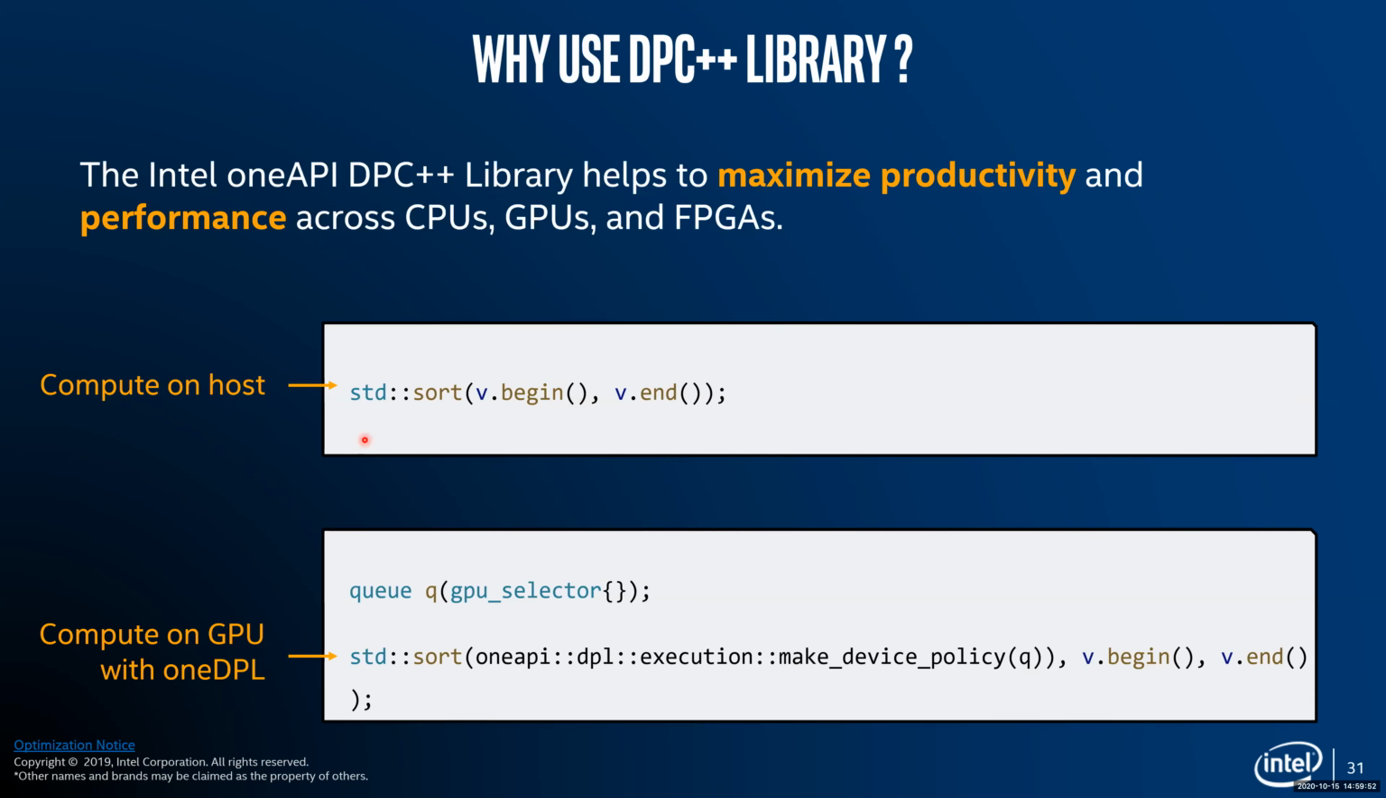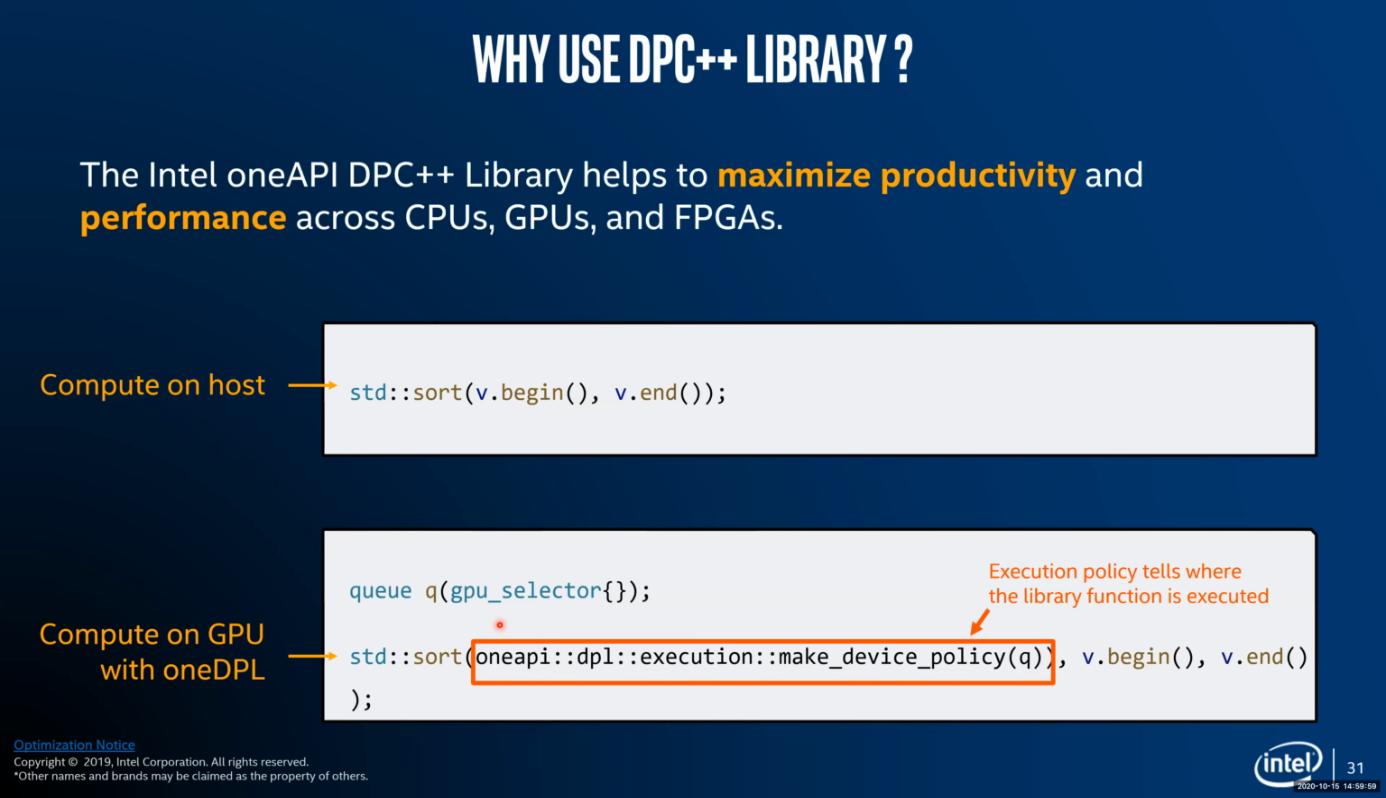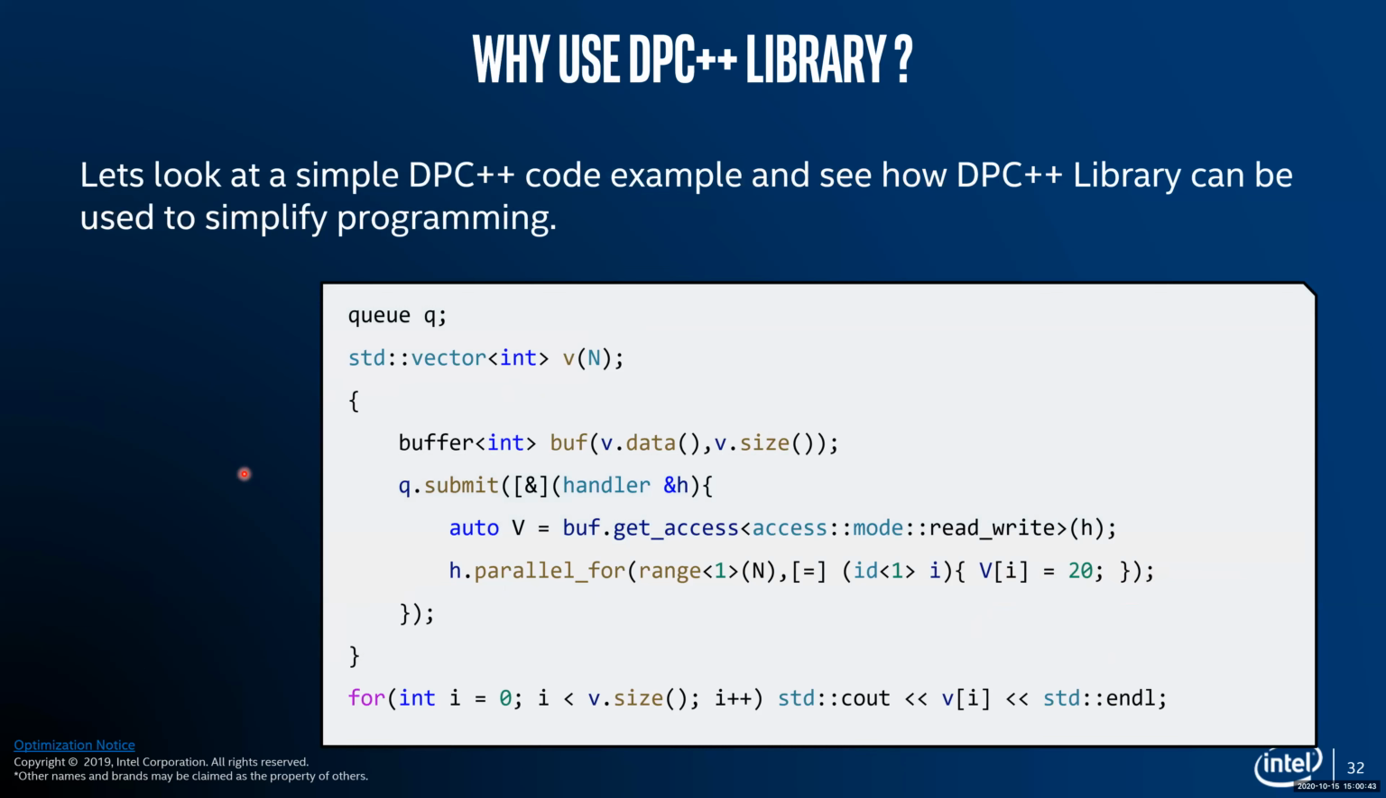So let's say you want to extend this to work on GPU. In this case, all you're doing is using the same sort example, except you're passing in an execution policy that tells the library function to be executed on the GPU. So we define a queue and say that the queue should select the GPU, and then we use the same sort function where we pass in v.begin and v.end, and then all you have to do is pass this execution policy. So this will make sure that this particular function is executed on the GPU rather than running it on the CPU. Right, so that is what the Data Parallel C++ library is.